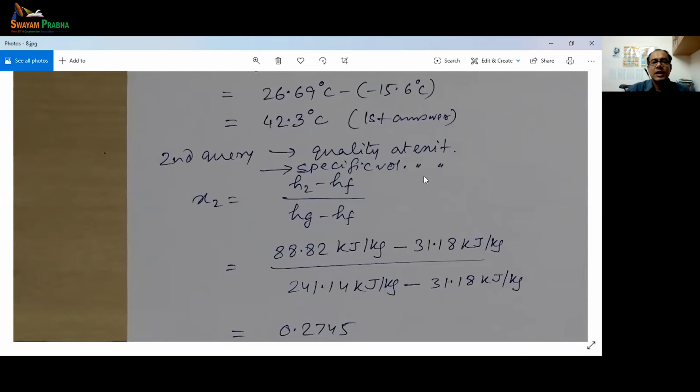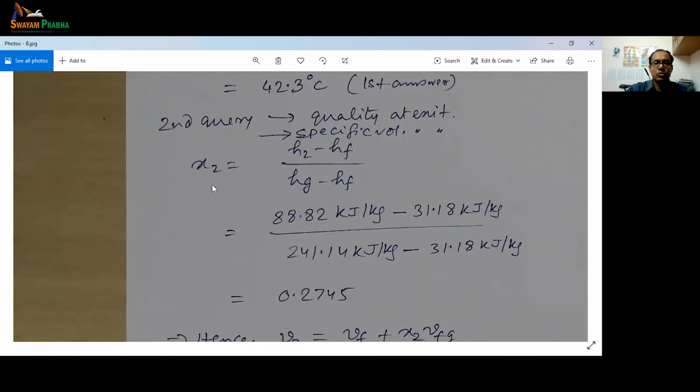That was the quality at exit. Okay, and the specific volume at exit. So quality of the vapor, that we have seen that it's within the two-phase region, so we'll know that a certain portion of that will be vapor and the rest will be liquid. Okay, so that's what we need to find out, the quality at exit, and that will also give us the specific volume. Okay, so X2, that would be the quality, will be equal to H2 minus H fluid divided by H vapor minus H fluid.